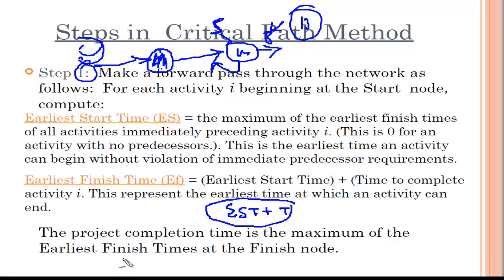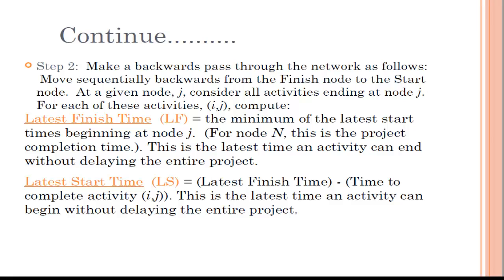By this earliest finish time, we will see at the finish node whichever has the maximum of the earliest finish time. That's going to be the project completion time. We'll see that later. You can use common sense to understand this.